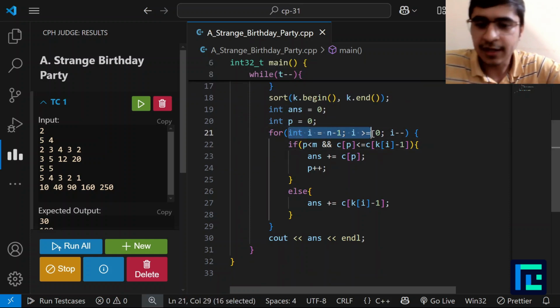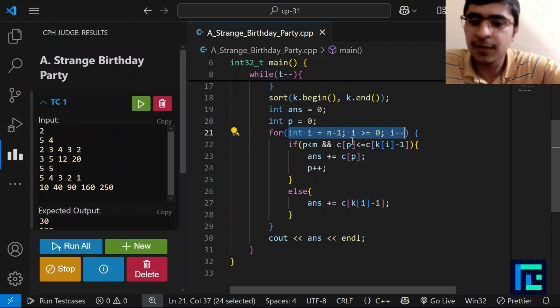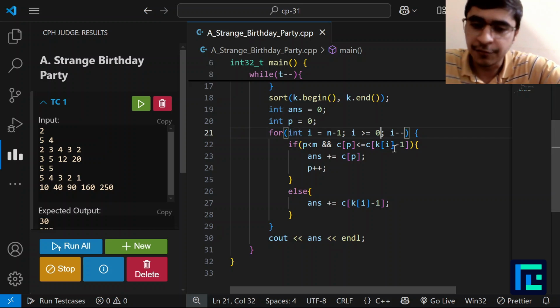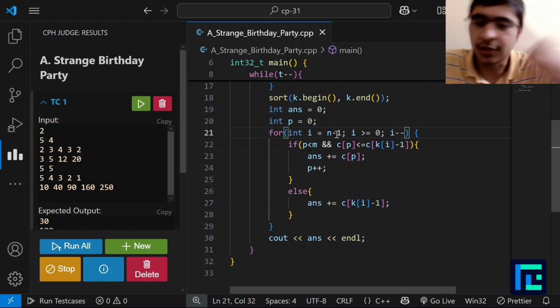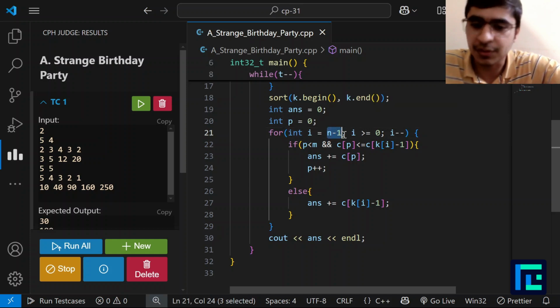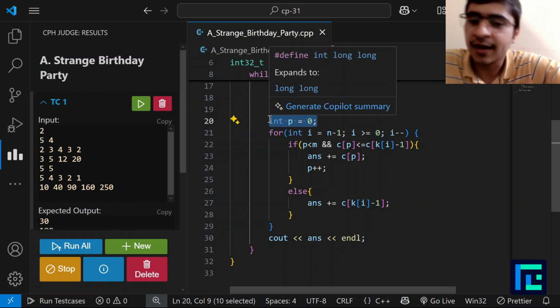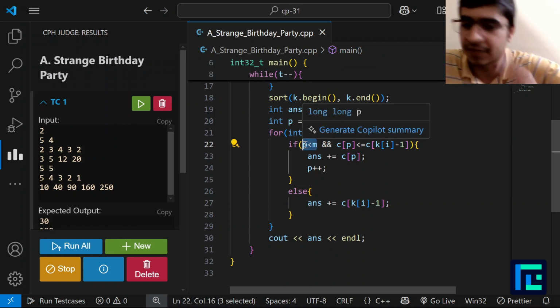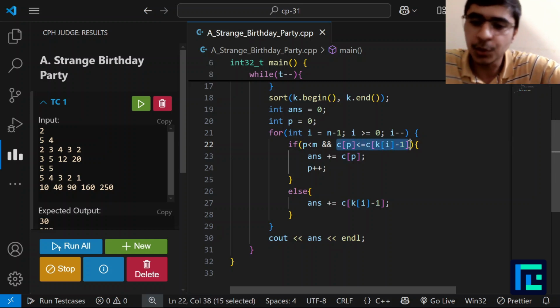Then we start I from n minus 1 down to 0, so we are reverse iterating on our vector of people. The n minus 1 person would have the highest k value. And p represents the current available present, or the pointer on the presents. So if p is less than m, which is the first condition, that is we have not exceeded the total number of presents we have, and c of p is less than or equal to c of k of I minus 1. We are doing k of I minus 1 just to handle 1-based and 0-based indexing.